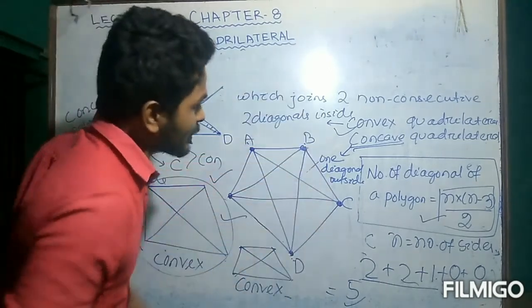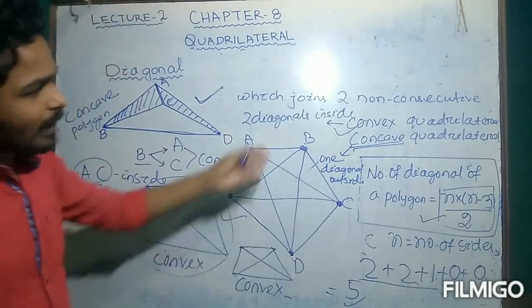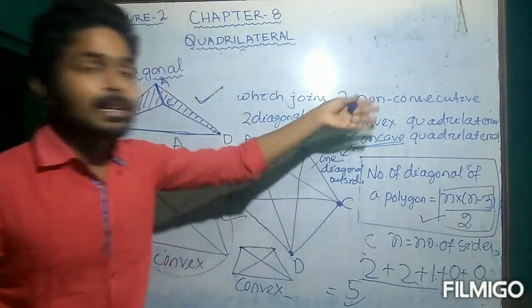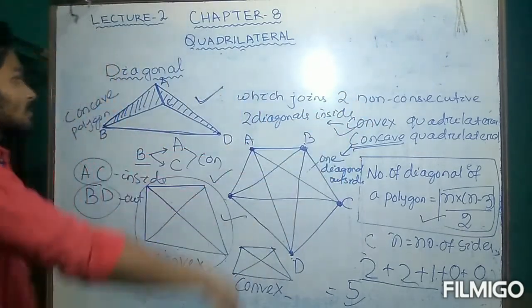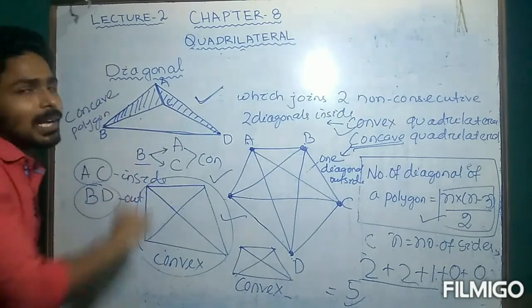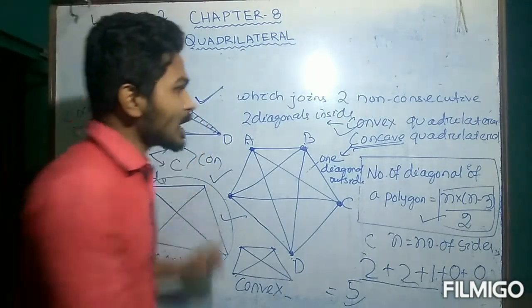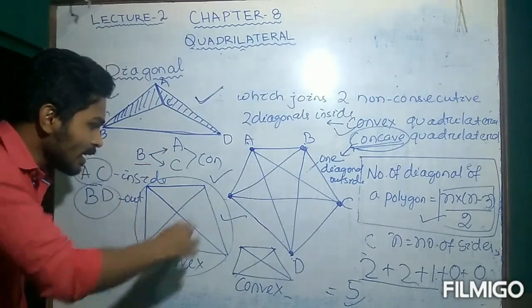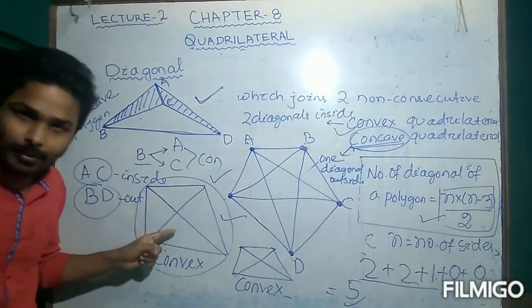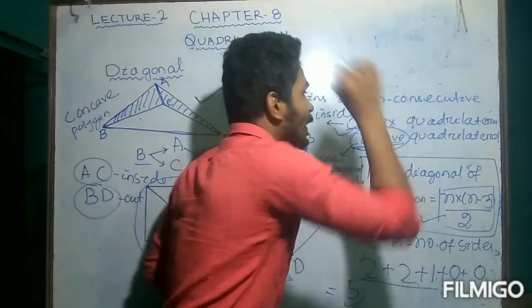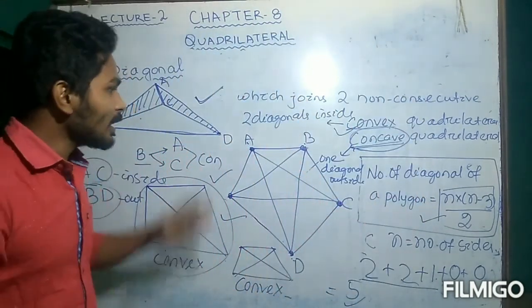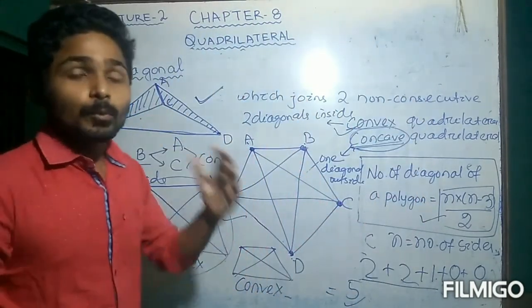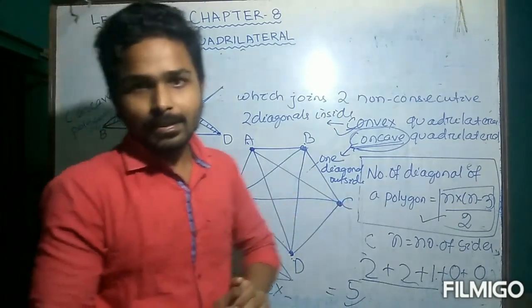Since there is a shortage of space I cannot write it, so if you want, you can write the definitions of convex and concave quadrilateral. A quadrilateral in which any one diagonal lies outside the figure is known as a concave quadrilateral, and a quadrilateral in which both diagonals lie inside the figure is known as a convex quadrilateral. So quadrilaterals are of two types on the basis of the position of the diagonals. Understood?